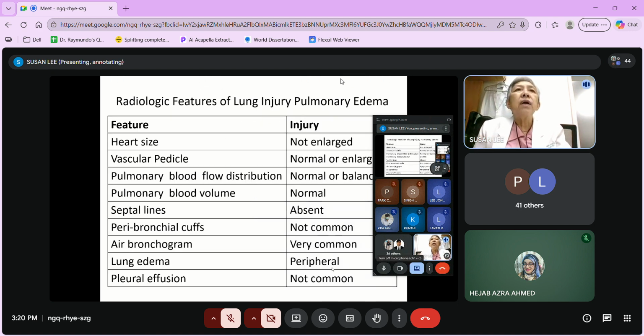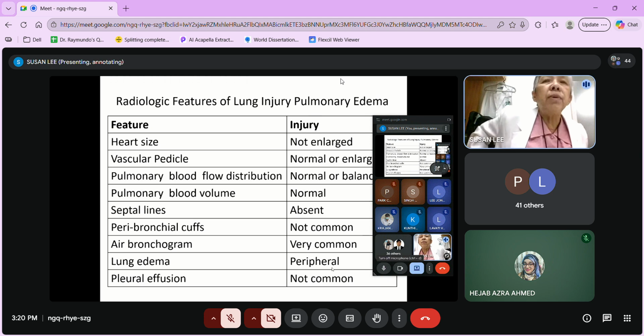So for ARDS, the heart is supposed to be normal in size. The vascular pedicle is also normal. Pulmonary blood flow is also normal. So would be the blood volume. There would be no septal lines, but these are common in cardiogenic pulmonary edema. Okay, peribronchial cuffing is also absent, but this is common in cardiogenic edema. Air bronchogram is commonly seen in ARDS. Lung edema is more in the periphery.